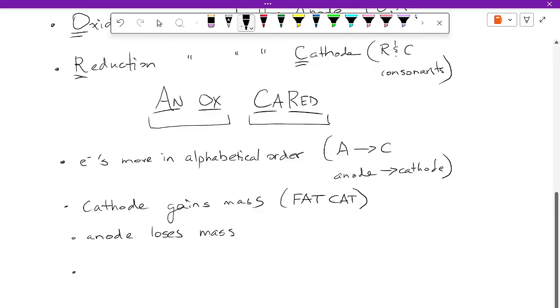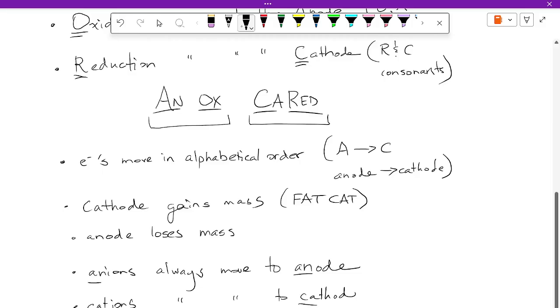Which direction do anions always move? Anions always move to the anode. That's literally why it's called the anode. And cations always move to the cathode. We will talk more about the voltages tomorrow, okay, because we have I think no minutes left.